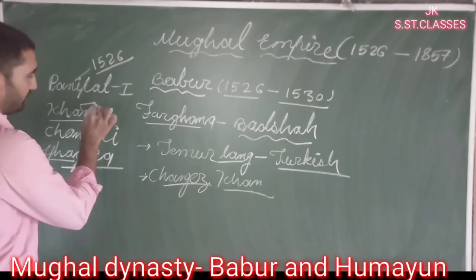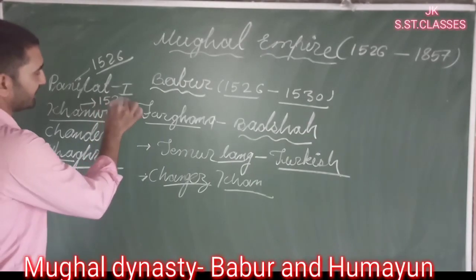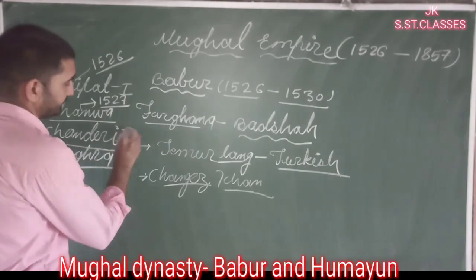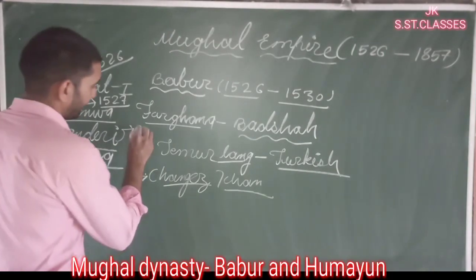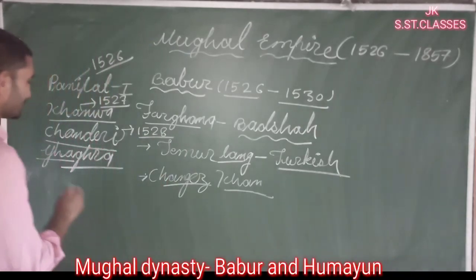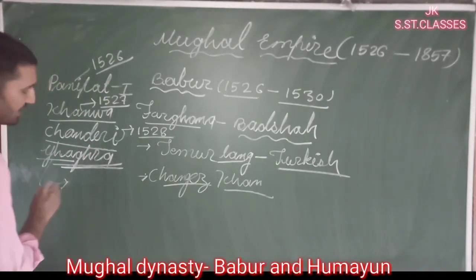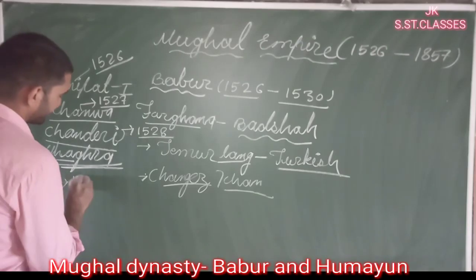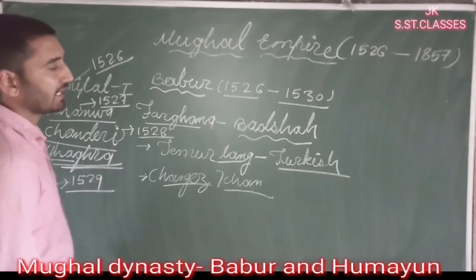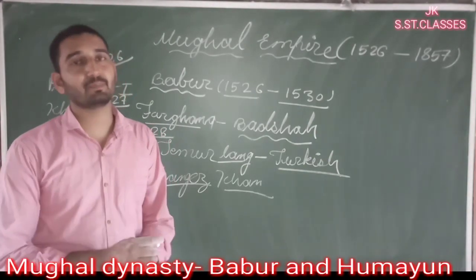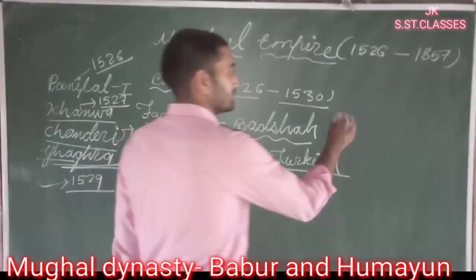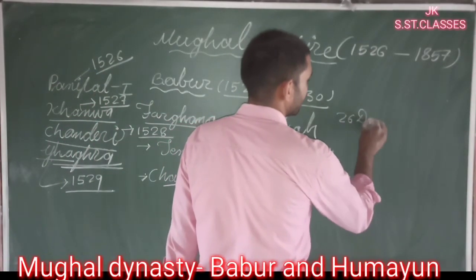Battle of Khanwa with Maharana Sanga, fought in 1527 common era. Battle of Chanderi with Medini Rai, 1528 common era. And the last one, Battle of Khagra with Afghans again, in 1529 common era. Finally, Babur died on 26 December 1530 common era.